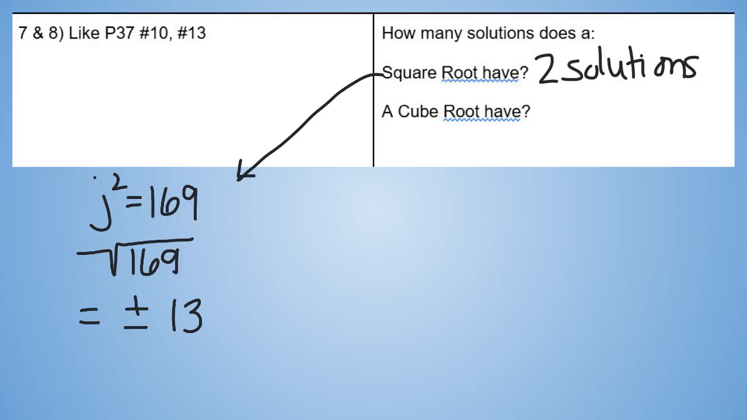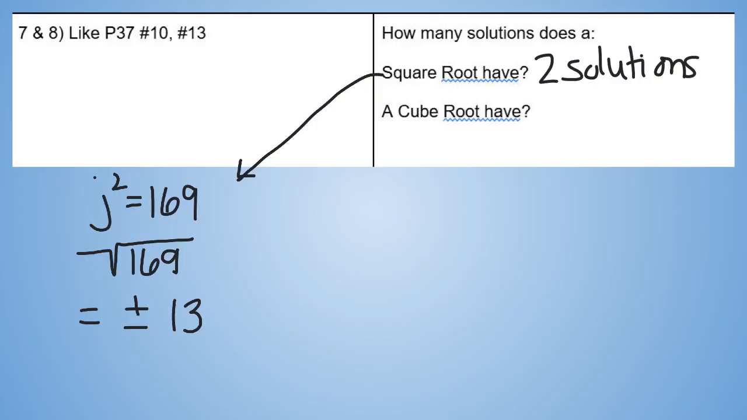We know in the real world sometimes that second answer doesn't make sense, but mathematically I can have 2 answers for a square root problem because both positive 13 times positive 13 is 169, and negative 13 times negative 13 is also 169.